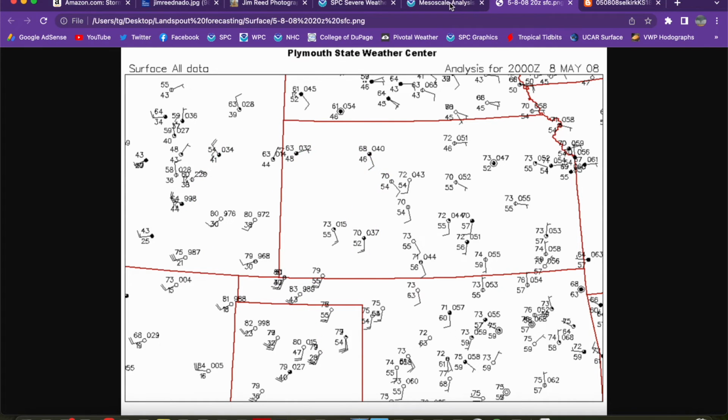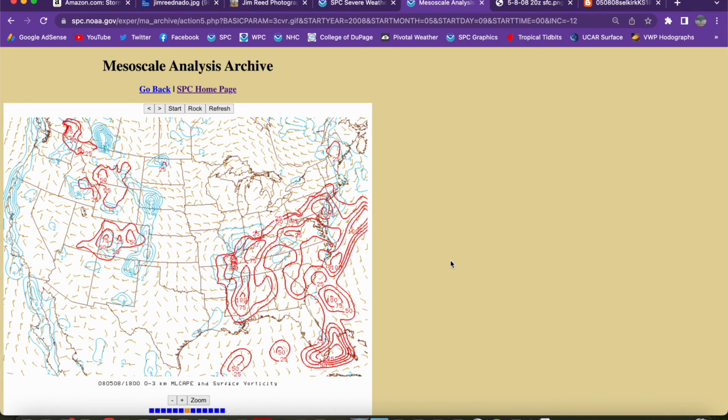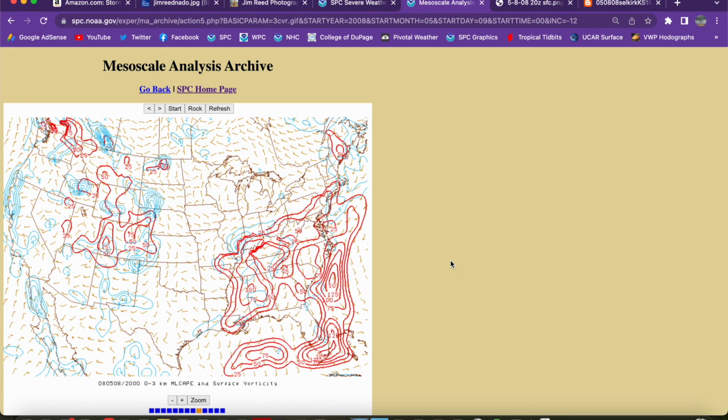And if we actually look at our 0 to 3 kilometer CAPE and surface vorticity, you will see that surface vorticity starts to really build into western Kansas by mid-afternoon. A nice plume of 0 to 3 kilometer CAPE as well. Nothing off the charts, but about 50 joules per kilogram or so, coinciding with that low-level vorticity there. Again, that is our cheat code for landspout tornadoes.